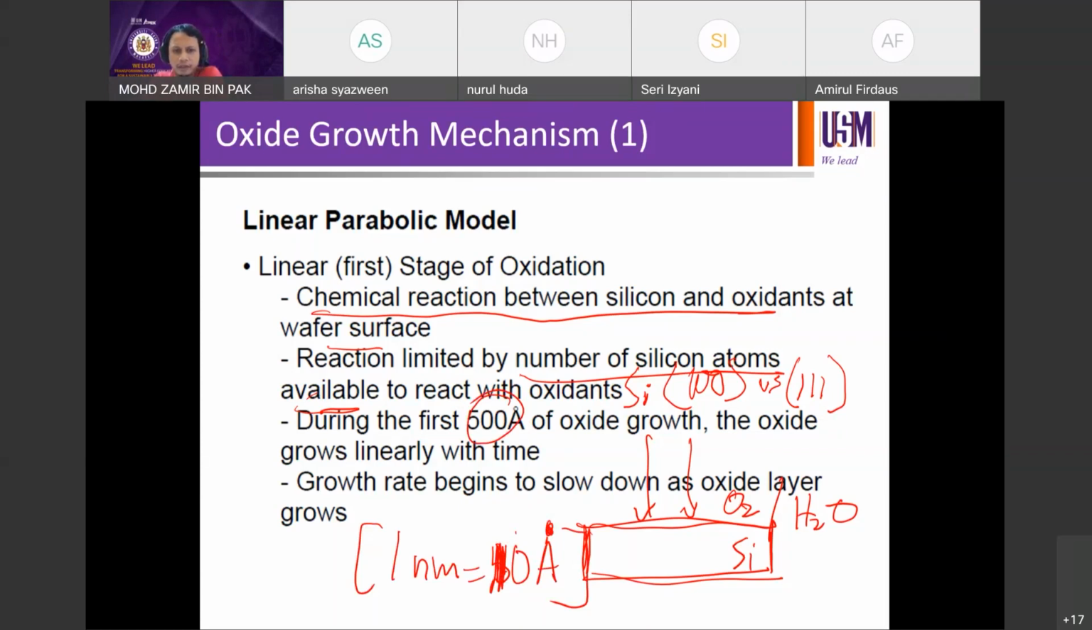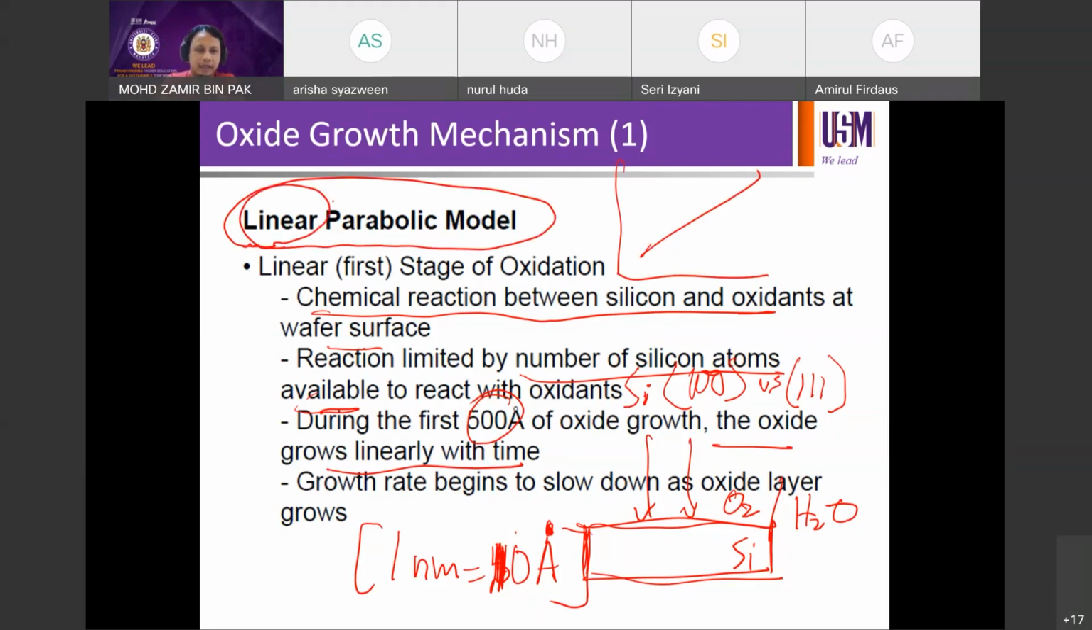The first 500 angstrom or 50 nano of oxide growth, the oxide grows linearly with time. Okay, during 0 to 50 nanometer or 0 to 500 angstrom, we tend to have linear growth with time. Later we will look at the full model. It's what we call the linear parabolic model. It starts off with linear, then parabolic.